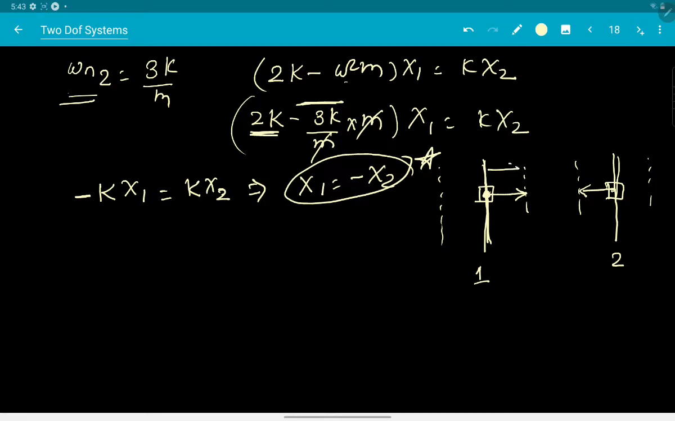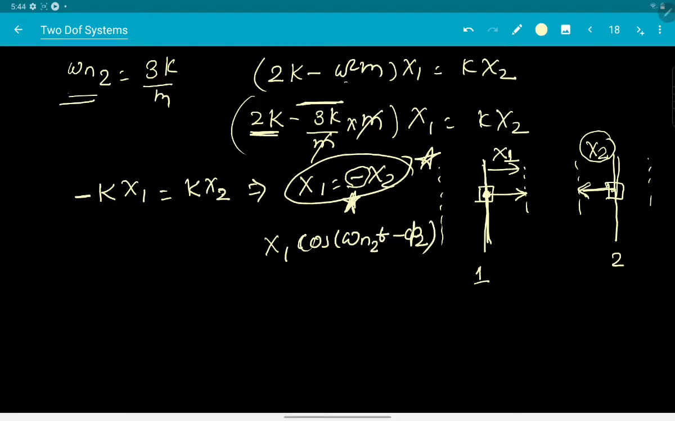So whatever is the amplitude of mass number 1, the same will be the amplitude of mass number 2, but in the opposite direction, because you have this minus sign coming over here. You have the minus sign because you are assuming that both masses are carrying out motion like this: cos of omega n1 t minus phi 1, I'm so sorry, omega n2 t minus phi 2, and you have assumed the same thing over here.